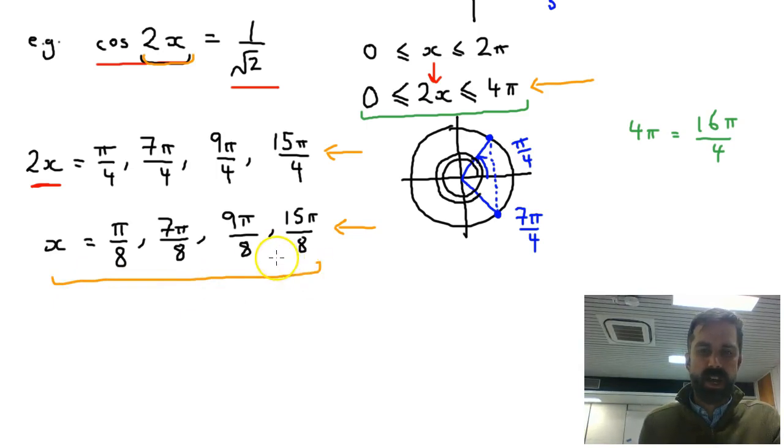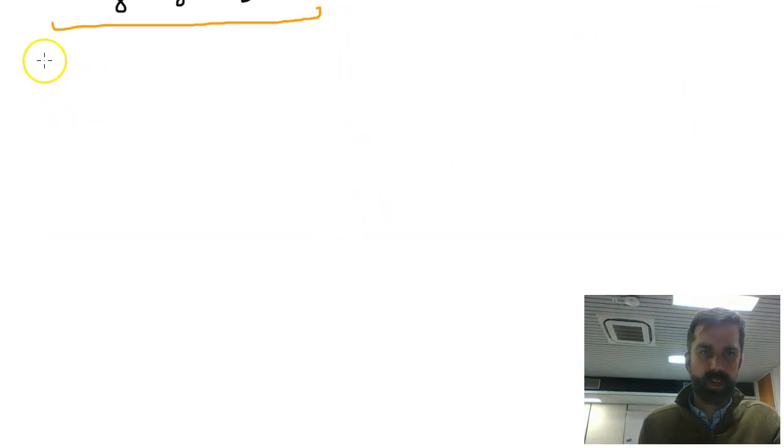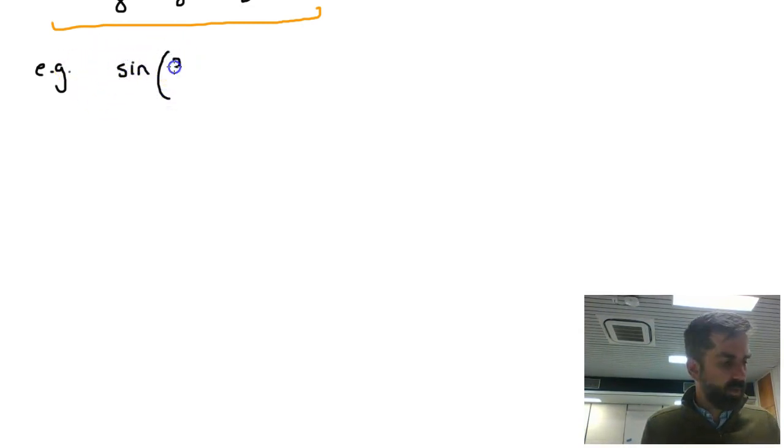Okay. I'm going to do one more example which is a little bit similar. So a final example. This is also in the book. What I'm going to say is, let's make it 2 sine of x divided by 2 equals root 3.